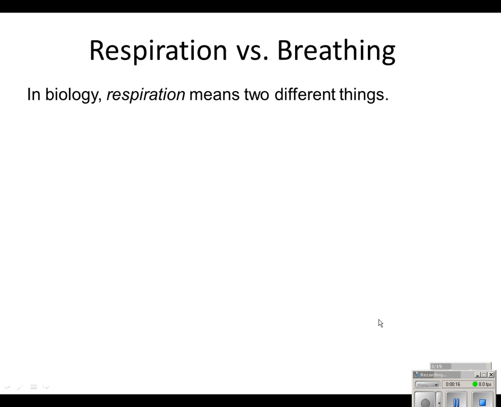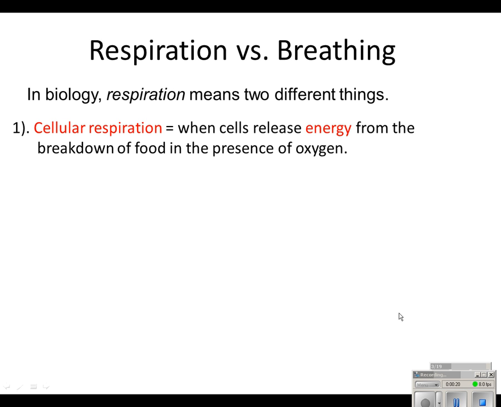In biology, we're talking about respiration as two different things, so you have to be careful which one we're referring to. If we're talking about cellular respiration, we're talking about when cells actually release energy from breaking down food or glucose in the presence of oxygen. And this is going to happen in the mitochondria. We take in glucose and oxygen, and then we're going to produce the waste product, carbon dioxide and water, and end up with energy, or ATP.